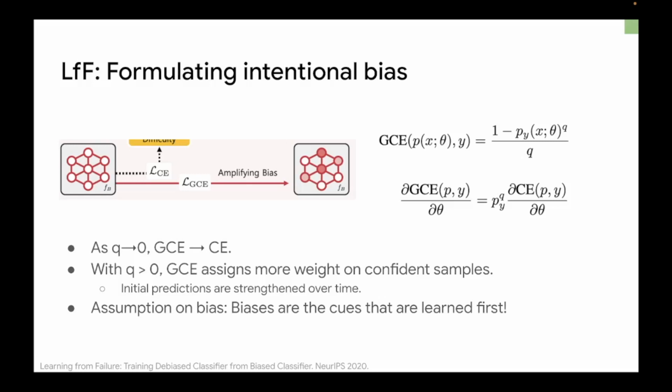So here we are amplifying the simple cases in the first few iterations, and the crucial assumption we have on bias here is that the biases are the cues that are learned first. Okay. Of course, this assumption is not always the case. And of course, the signal is the one that you wish to learn in the first iteration. The signal is the one that the model learns in the first few iterations. In that case, you should not do this. But if you have the knowledge that bias is something that is learned first by the model in general, then you can use this kind of bias amplification scheme.